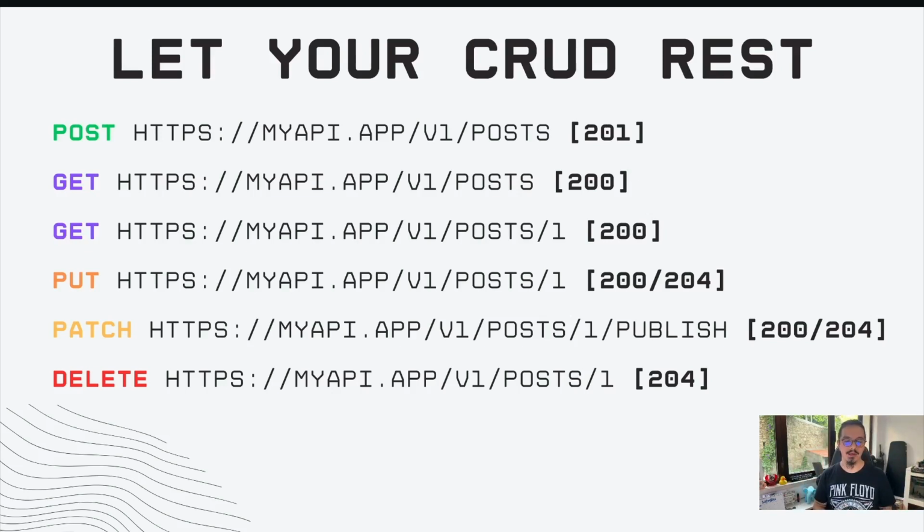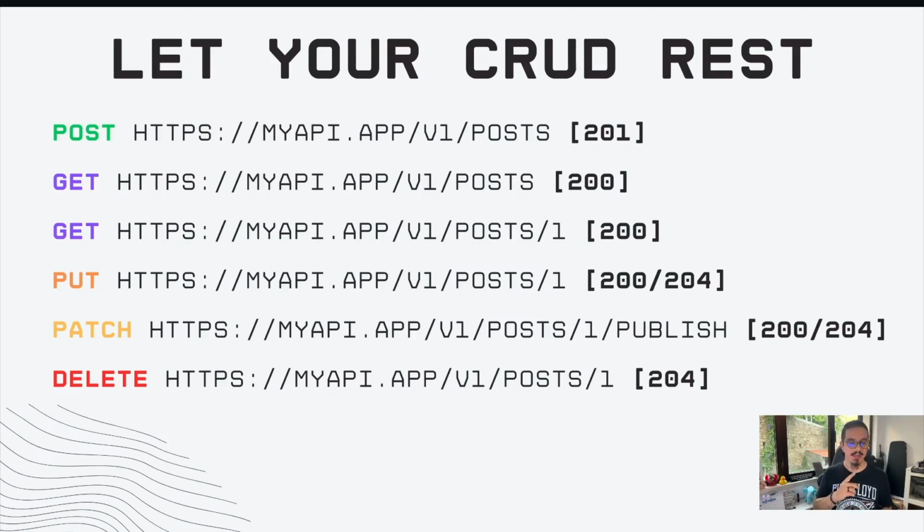I just want to put here: let your CRUD rest. So thinking about all the things that we discussed in this presentation, let's say that I want to create a CRUD for my blog platform, for managing my blog posts. How would I create that? You could create these endpoints. The first endpoint uses a POST method, and it's going to return a 201, because that's creating a new post, and 201 is the created status.